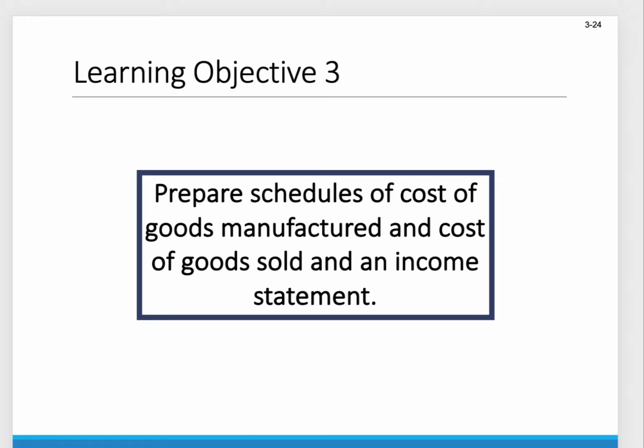Hello and welcome back to our second video dealing with job order costing, cost flows, and external reporting. In this video, we're going to go ahead and prepare the schedule of cost of goods manufactured as well as the cost of goods sold statements. These are very in-depth, but as long as you understand the flow of the costs, it shouldn't be too difficult. So let's go ahead and look at these schedules.